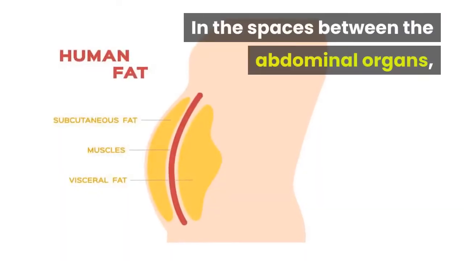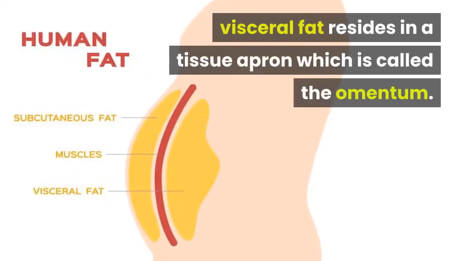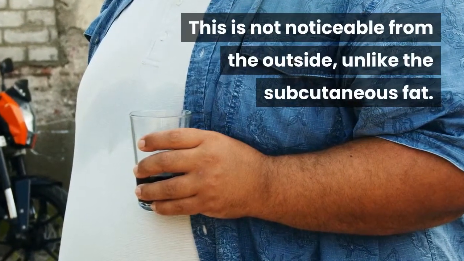In the spaces between the abdominal organs, visceral fat resides in a tissue apron which is called the omentum. This is not noticeable from the outside, unlike the subcutaneous fat.